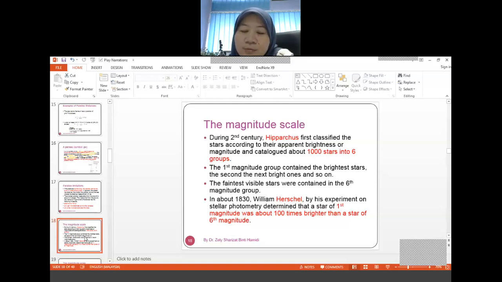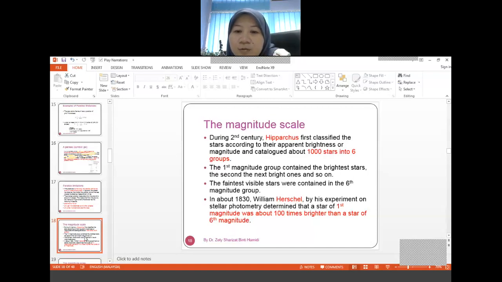Okay, and now I move to the magnitude scale. The magnitude scale is related to brightness, and it starts from the second century BC with Hipparchus, who classified the stars according to their apparent brightness, something that we can see directly. He managed to catalog about 1,000 stars and group them into 6 groups. In the first group, he put the brightest stars, until the last one, which is the faintest stars.